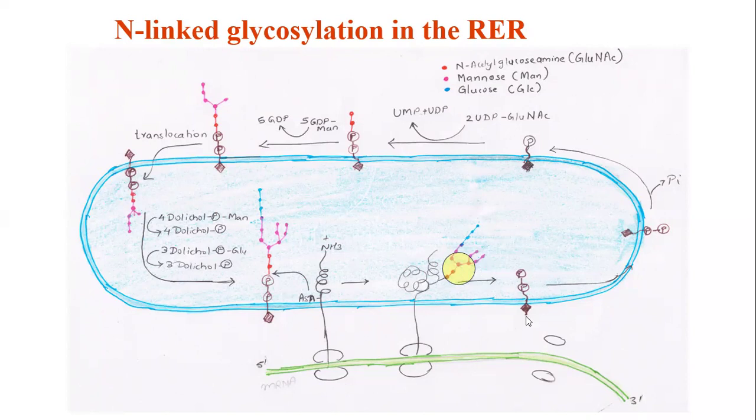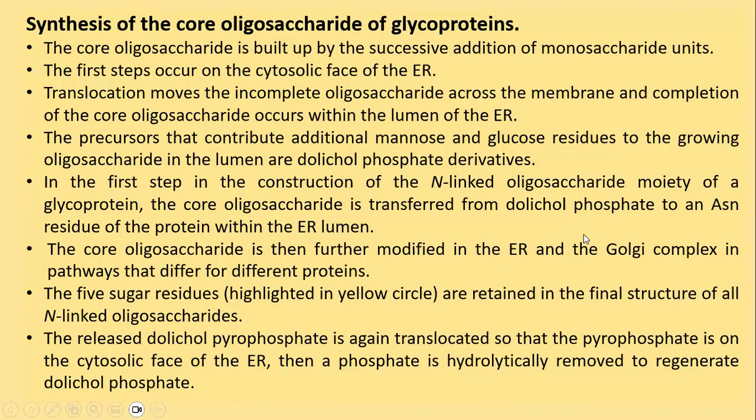At the end of the process, we will have generation of the dolichol pyrophosphate molecule again. The released dolichol pyrophosphate molecule will then be translocated so that it is present on the cytosolic face of the endoplasmic reticulum, and then the phosphate group is hydrolyzed or removed, and that leads to regeneration of the dolichol phosphate molecule, which can be recycled, and the entire process can continue. The same points are written in this next slide for your reference.